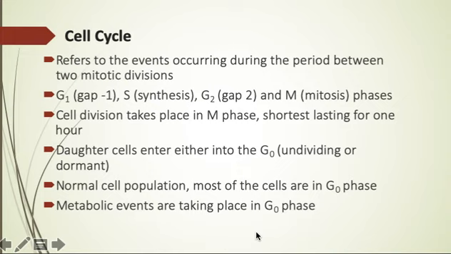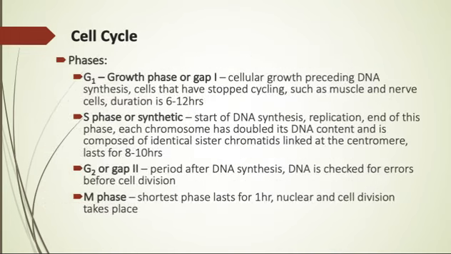Then the daughter cells enter either into G0, which is the non-dividing or dormant phase, or they remain in the cycle. In most of the normal cell population you have this G0 phase, and most of the metabolic events take place during this phase. Next we'll go on to the different phases of the cell cycle.